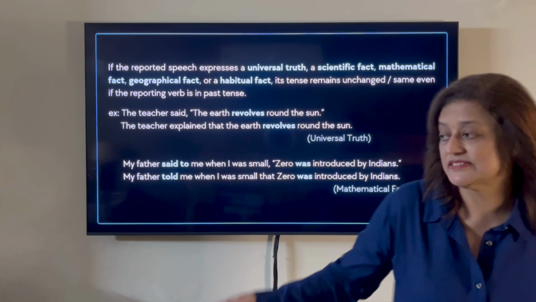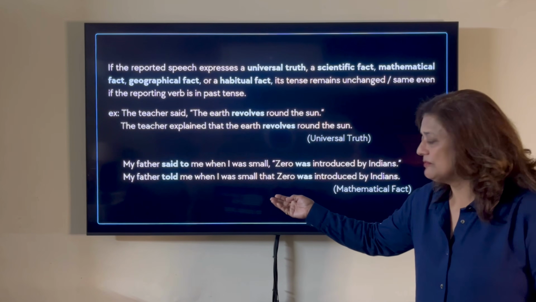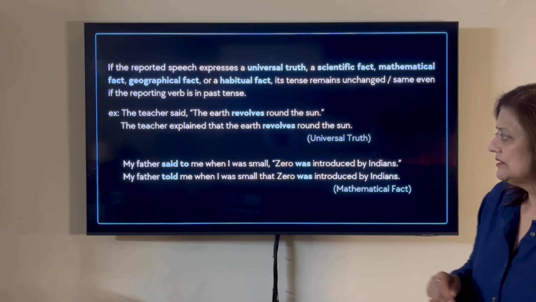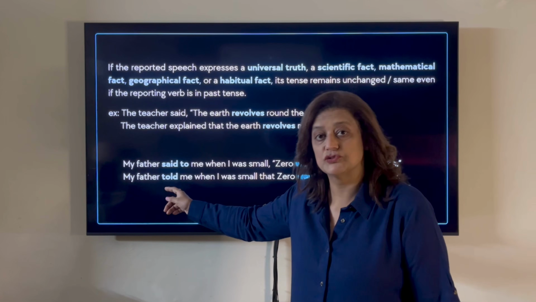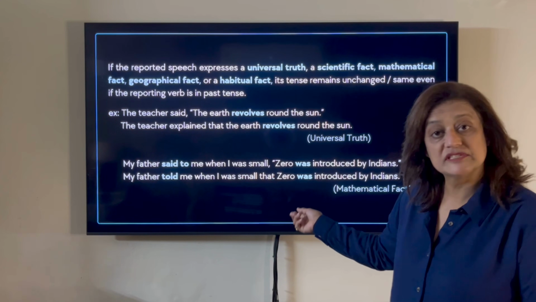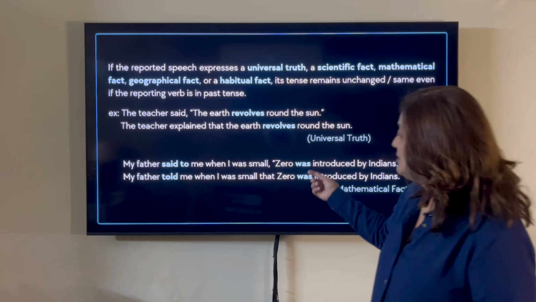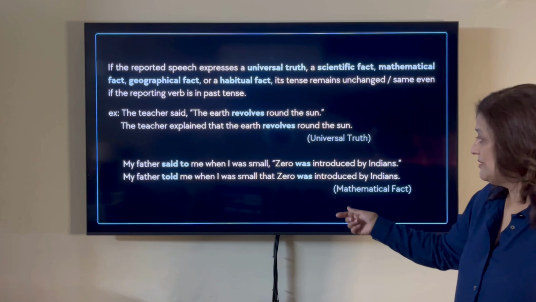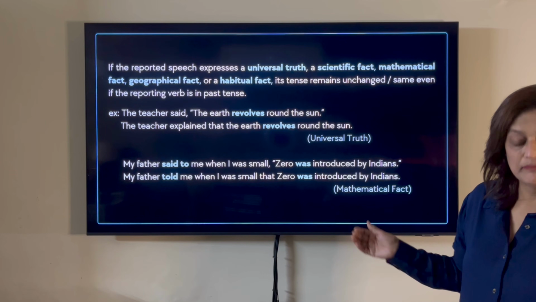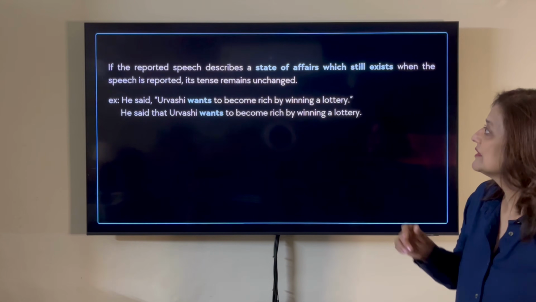Let's take another example. My father said to me when I was small, "Zero was introduced by Indians." Now said to changes to told. My father told me when I was small that zero was introduced by Indians. Was remains the same because the sentence is a mathematical fact.